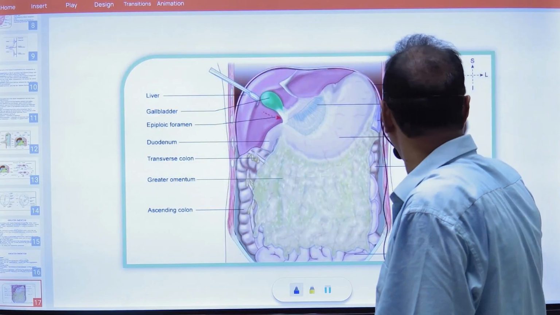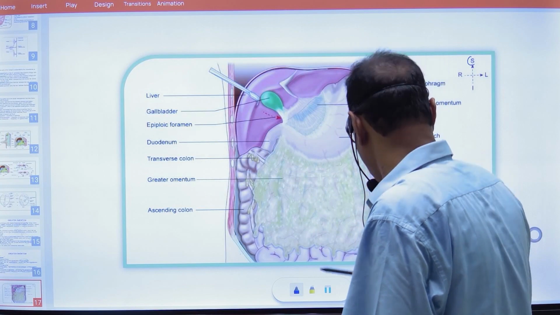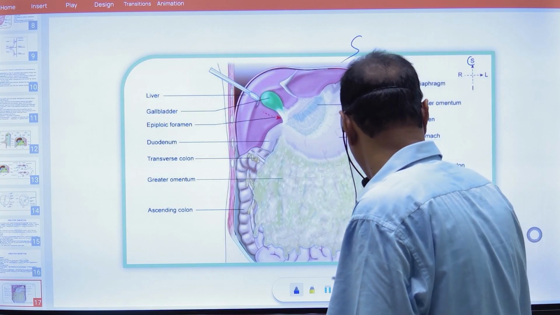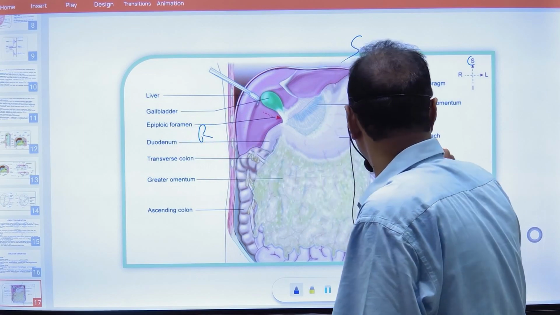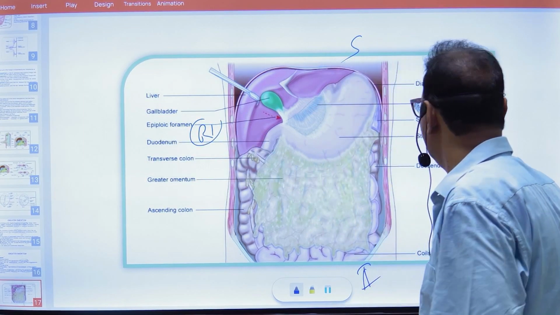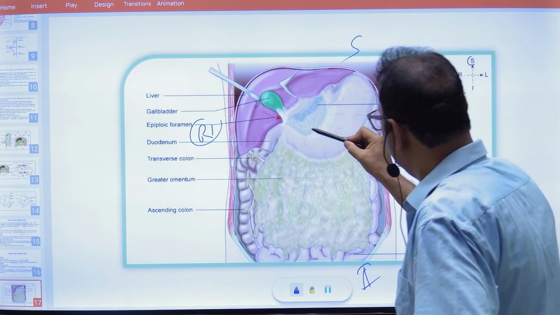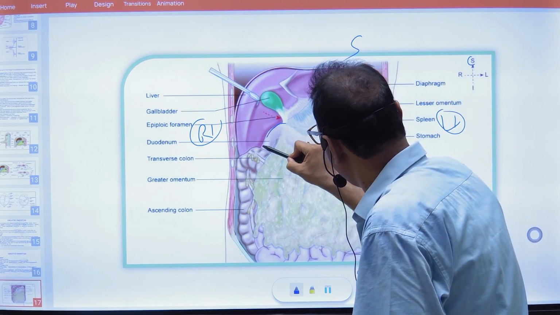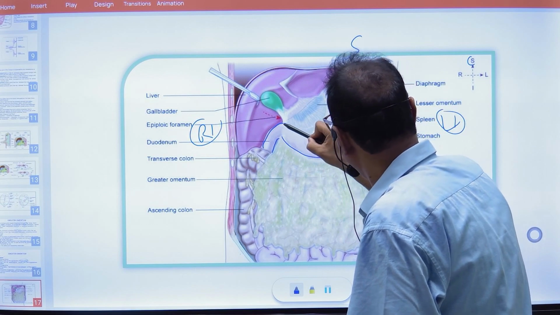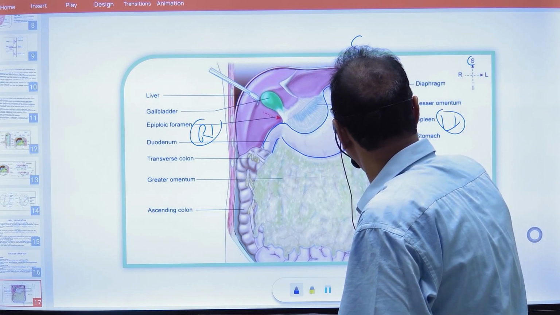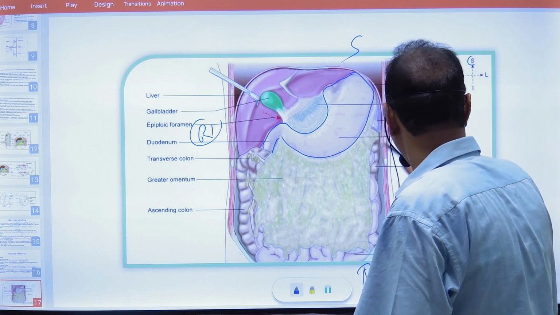Now, in this diagram, this is the superior side, this is the inferior, this is the right side, and this is the left side. So we have the stomach over here. This is the duodenum. This is the greater curvature of the stomach, and this one is the lesser curvature of the stomach.